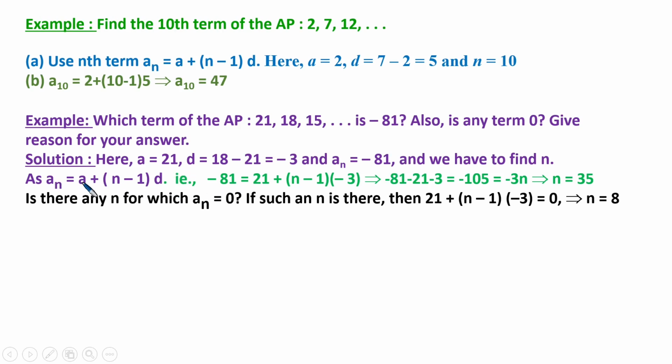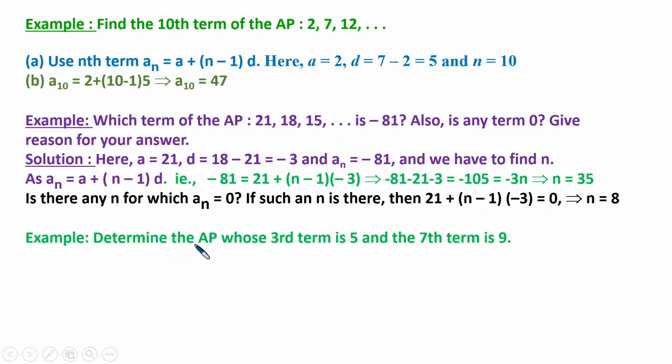Minus 81 is equal to 21 plus (n minus 1) times minus 3. I have to find which term, n. So I have one unknown and one equation, so it is easy to find the value of n. If you simplify it, you will get n equal to 35. And then they ask, is there any n for which a_n is equal to 0? If such an n exists, then 21, the first term, plus (n minus 1) times minus 3 is equal to 0, which implies n equal to 8. So for n equal to 8, that is a1, a2, a3, if you continue, you will get a8 equal to 0.